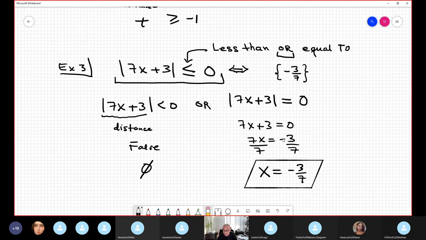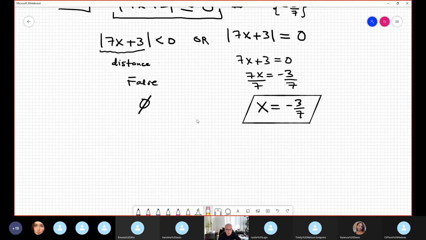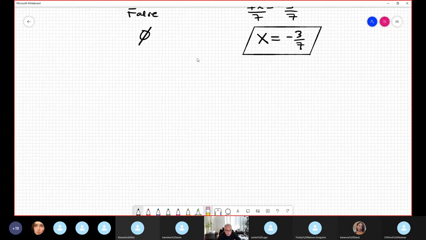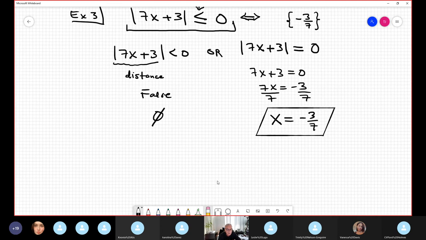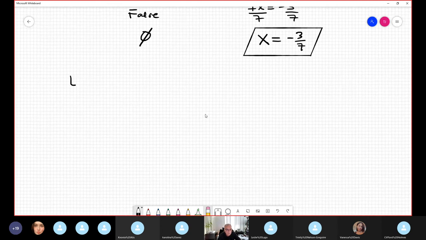Okay, now less than or equal: I ignore totally the less than in my mind. I focus on the equal part. But what about greater than? Greater than is different. Always, greater than is different. Suppose, for example, that you have the absolute value of x plus 2 greater than or equal to 0.